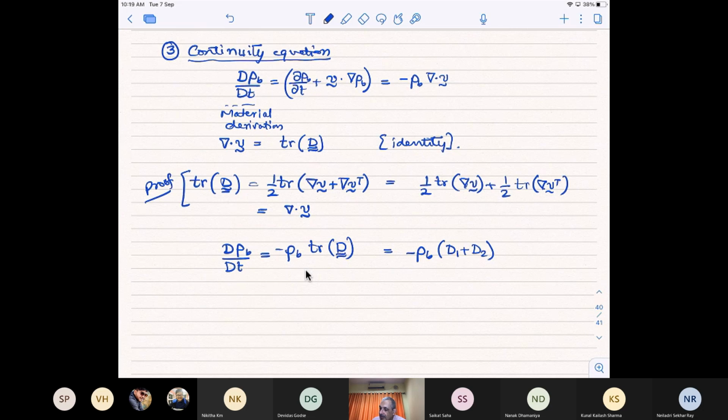So you can see that this is nothing but minus 1 by rho b d rho b by dt is equal to d1 plus d2. Okay, so I hope, any questions now? Okay.